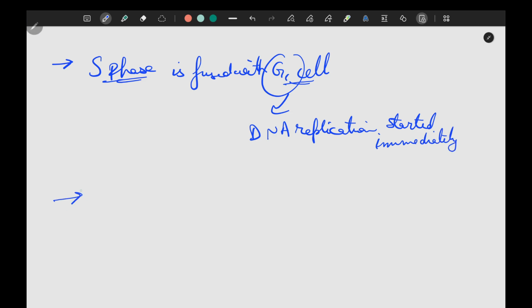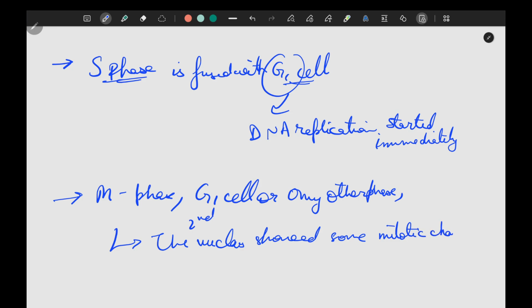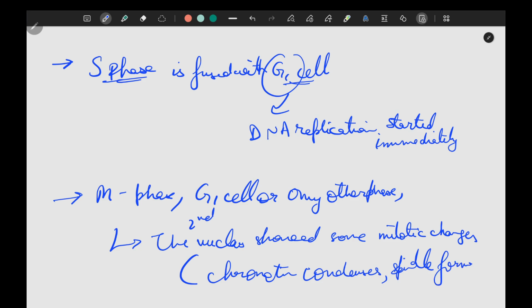In the second case, if a cell in M phase is fused with a G1 cell, or we can say any other phase, the second nucleus showed some mitotic changes, such as chromatin condensing and spindle formation. These were the results of those two experiments.